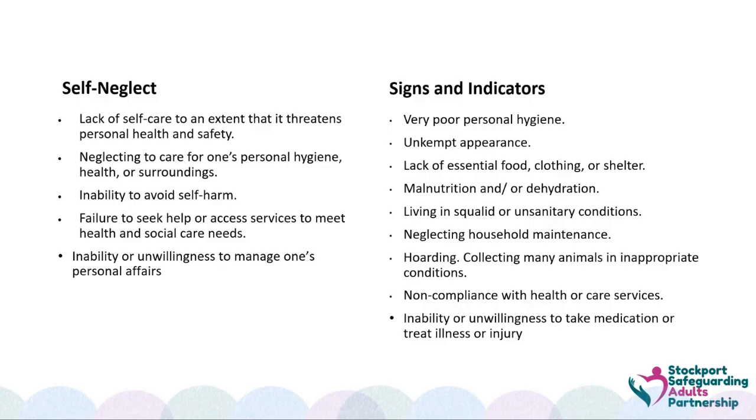Some signs and indicators can include very poor personal hygiene, that individual looking quite unkempt. They might lack essential food, clothing, or shelter. They may appear to be malnourished or dehydrated, and they might live in squalid or unsanitary conditions. They may neglect household maintenance, or they may hoard and collect items. They may not always comply with health or care services, and there might be a general inability or unwillingness to take medication or treat illness or injury.